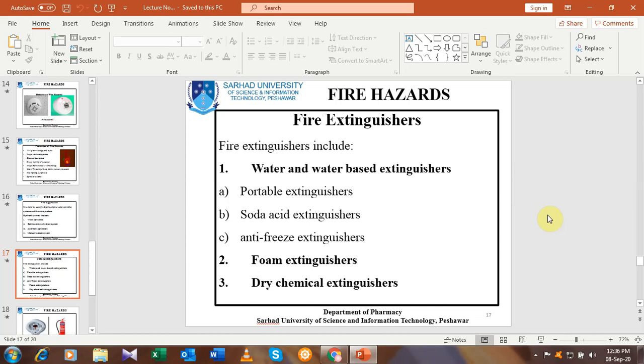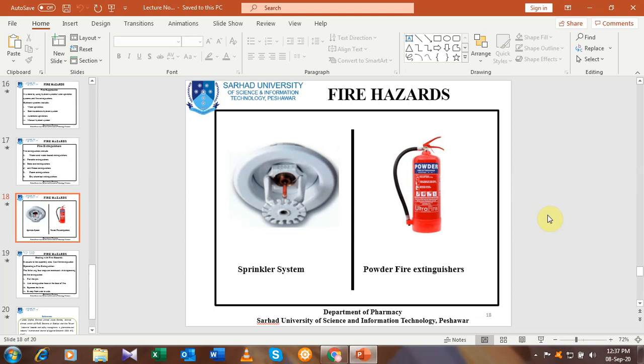The first one is water and water-based extinguisher. It is one type of fire extinguisher, including the portable extinguisher, soda acid extinguisher, and antifreeze extinguisher. The second type is the foam extinguisher. The third class of fire extinguisher is the dry chemical extinguisher, also termed the dry powder extinguisher. You can see the sprinkler system and powder fire extinguisher.